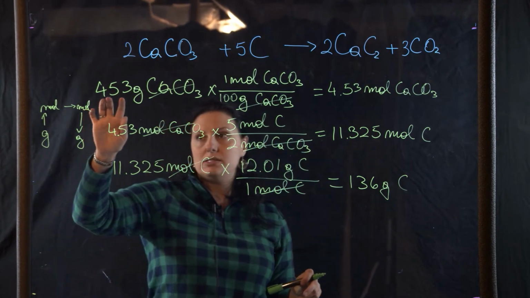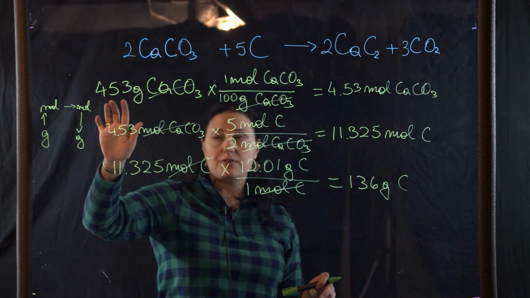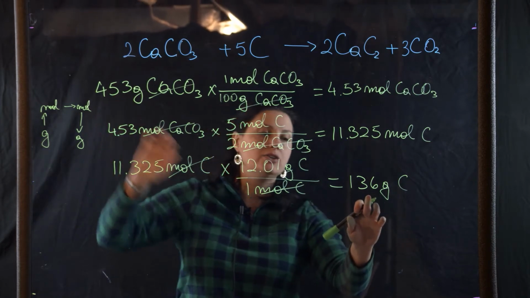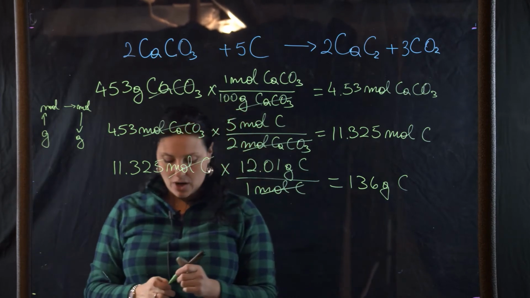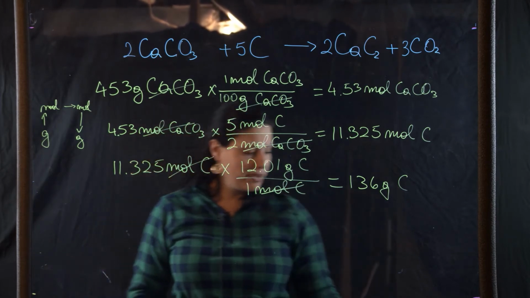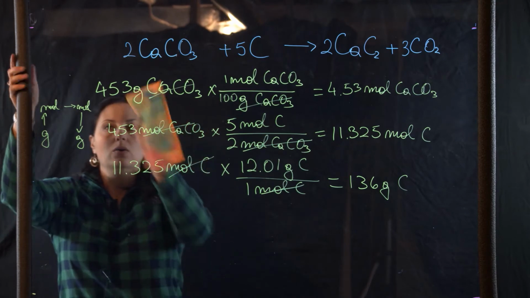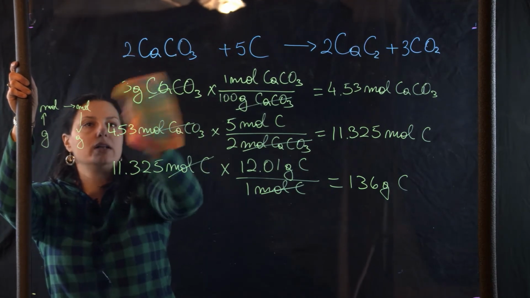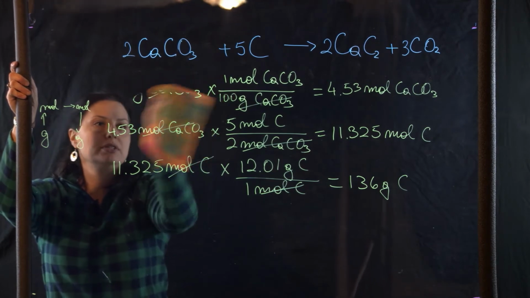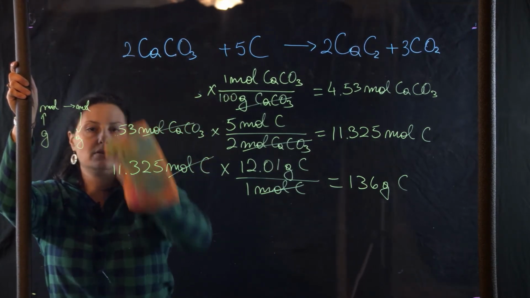So this is what I need. I started out with 453 grams. I need 136 grams of carbon to react with that much calcium carbonate. Okay, we got one more problem like this, and then we'll move on to limiting reagents and percent yields.